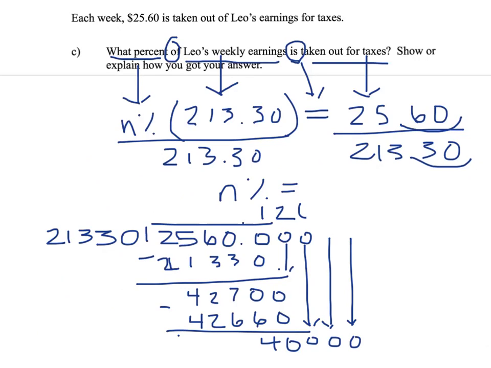And what am I doing? I'm just filling in zeros here. So it's approximately 12. It's getting so close to 12%. So I'm going to use my final answer and say Leo spends about 12%. And I use that word about. That's going to help the reader realize that I know it didn't stop, but I'm going to say Leo spends about 12% of his weekly earnings on taxes.